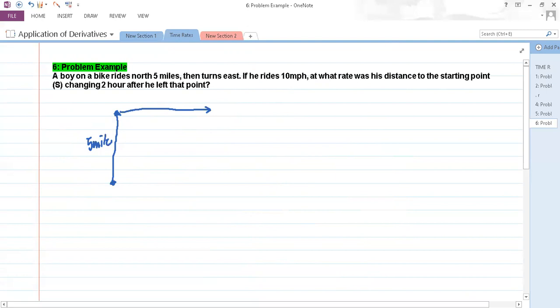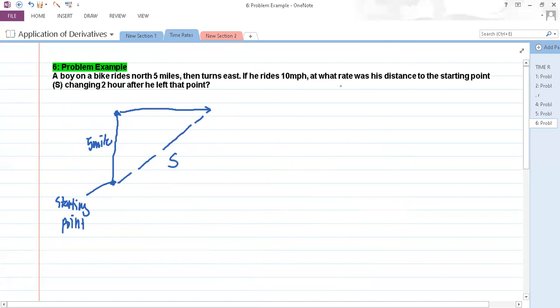So if this is his starting point, okay, ano daw yung distance changing? So say this is the distance, S.